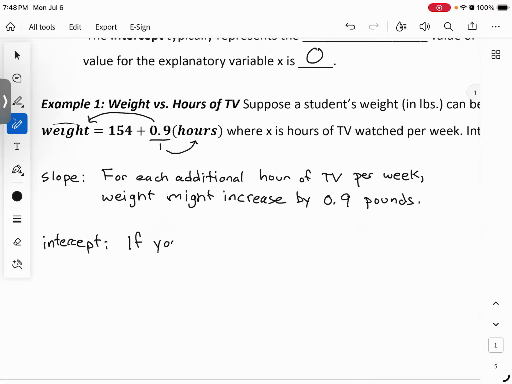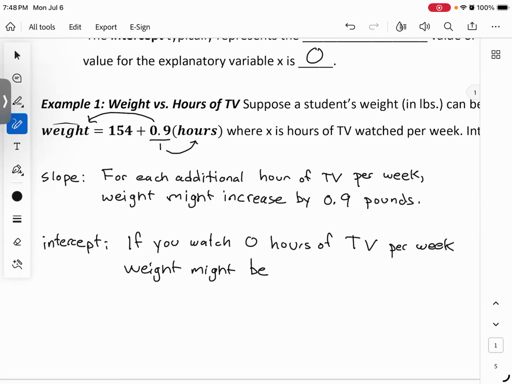you watch 0 hours of TV per week, weight might be 154 pounds.